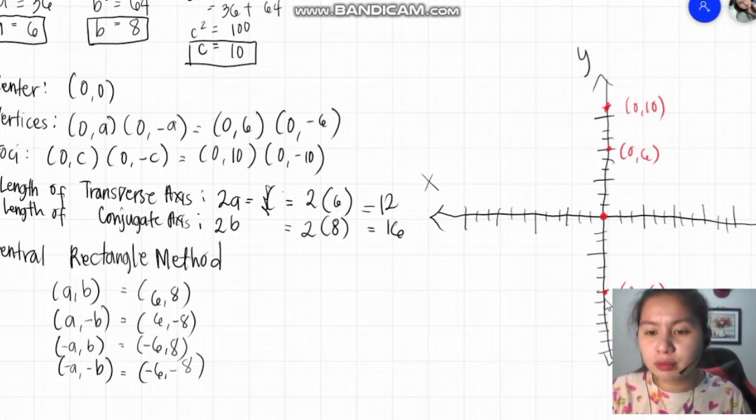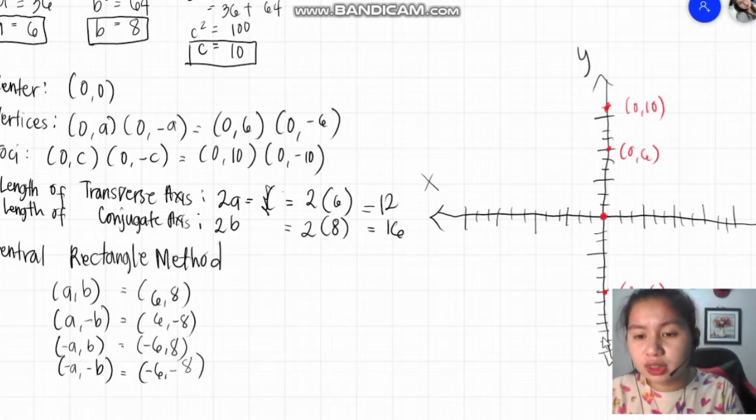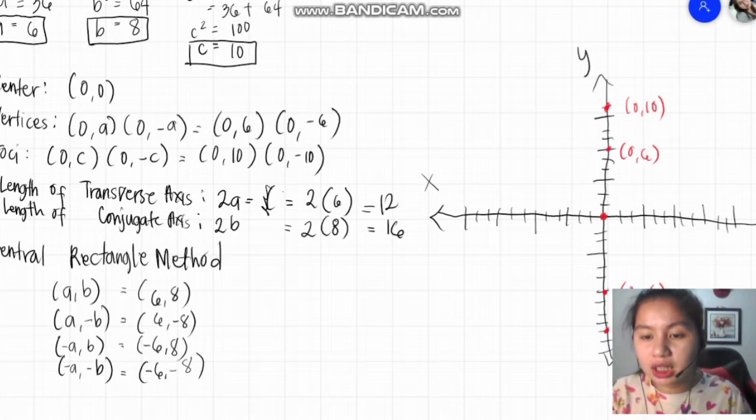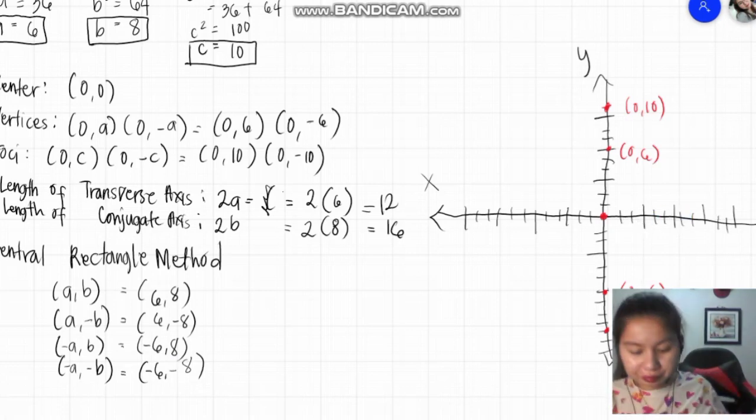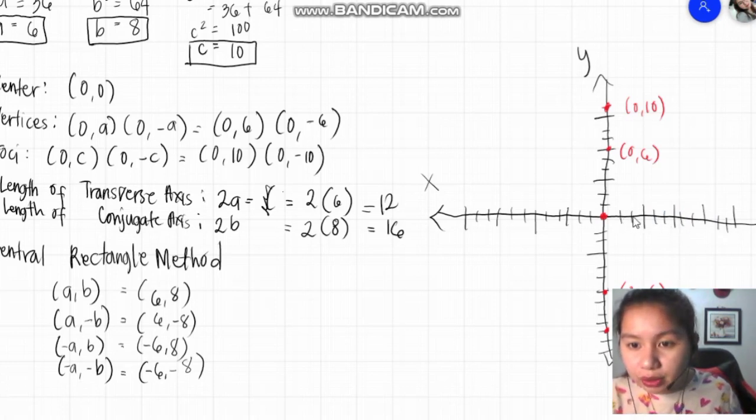Nandito siya. 6, 7, 8, 9, 10. So, nandito si 0, negative 10. So, that is the foci. Ito yung ating vertices. Next natin, nilocate na natin si central rectangle, which is 6, 8, 6, negative 8, negative 6, 8, and negative 6, negative 8. So, 6, 8. So, 1, 2, 3, 4, 5, 6, and then positive 8. Andito siya. Si 6, 8.